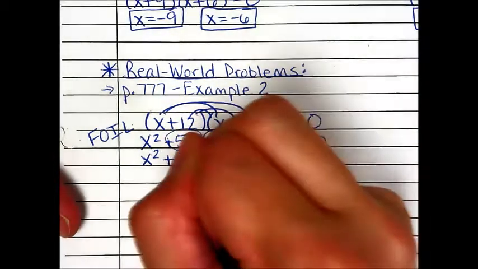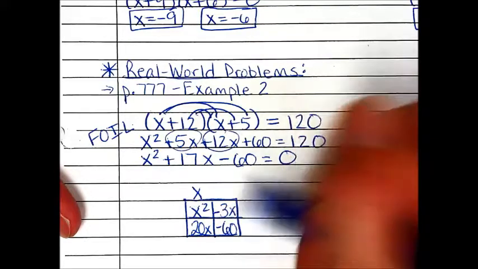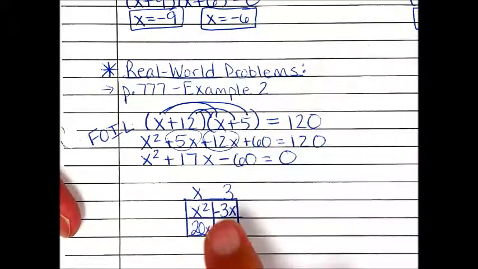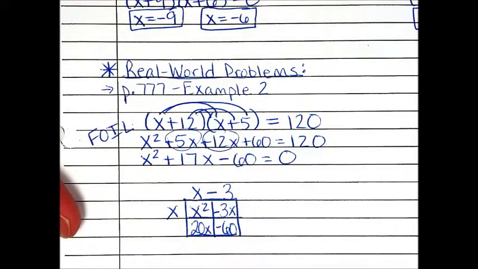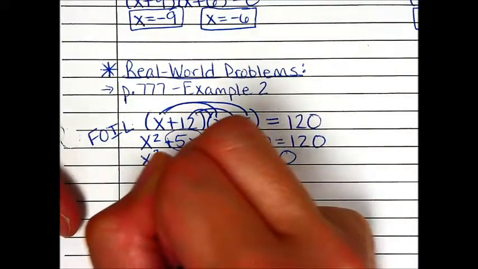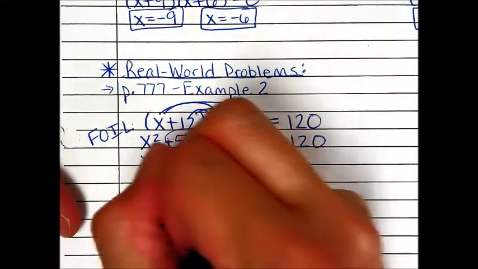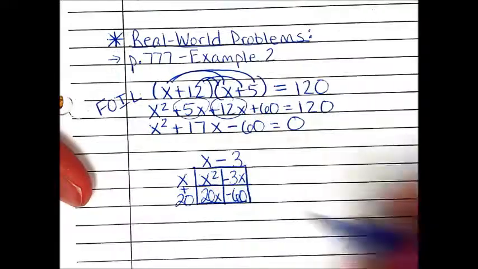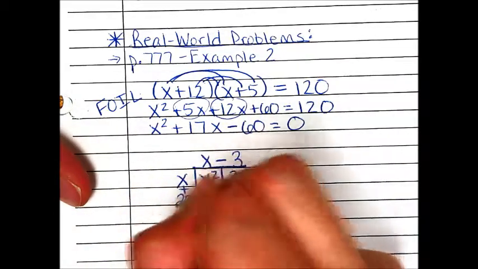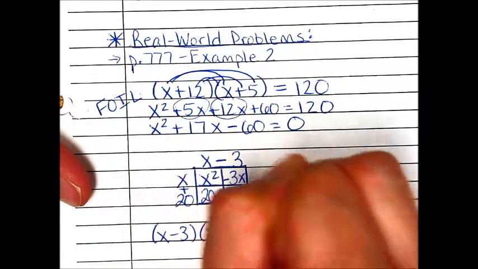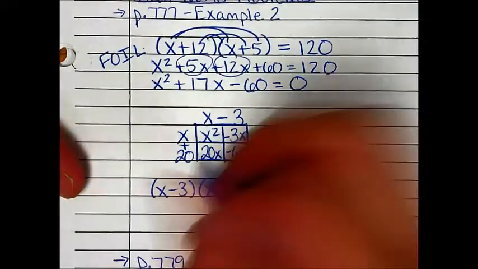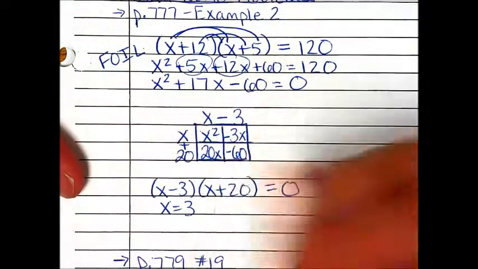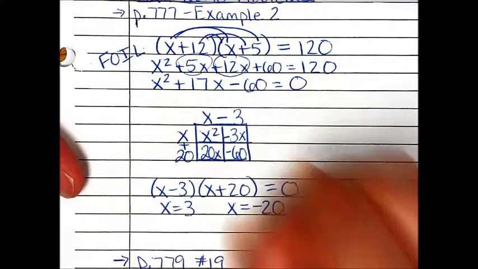So common factors, x, 3 and 60 can both be divided by 3, negative sign, minus. These can both be divided by x. 20 and 60 can both be divided by, greatest factor would be 20. It's a positive, you put a plus. So I now know that x minus 3 times x plus 20 equals 0. Okay, so I need to solve. X could equal 3 or x could equal negative 20.